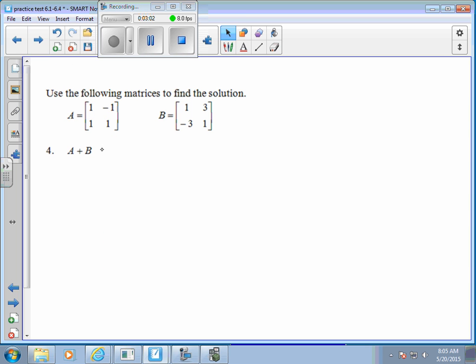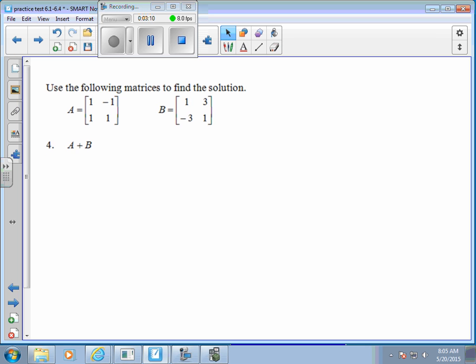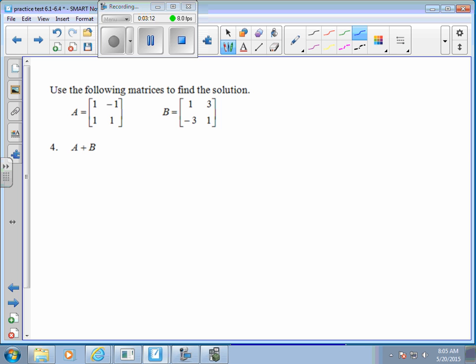The next one we're going to do is we're going to add the matrices A and B. So when we add, we just add the element in the same position. So my A plus B matrix would be equal to 1 plus 1 is 2, -1 plus 3 is 2. 1 plus -3 would be -2, and 1 plus 1 is 2.